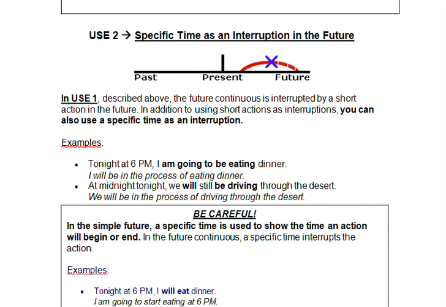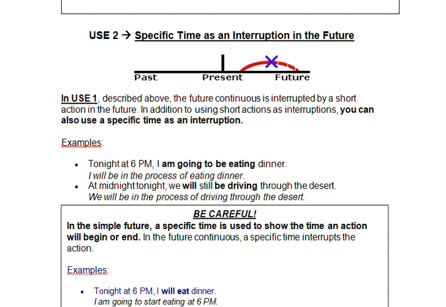¿Ok? Examples. Tonight at 6 p.m. I am going to be eating dinner. ¿Ok? That means that at 6 p.m. I will be in the process of eating dinner. Okay? This action began earlier than 6 p.m. and will continue after 6 p.m. Esta acción empezó antes de las 6 de la tarde y continuará después de las 6 de la tarde.